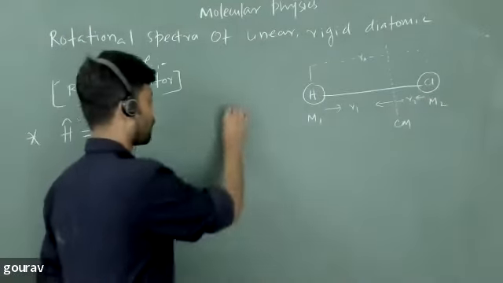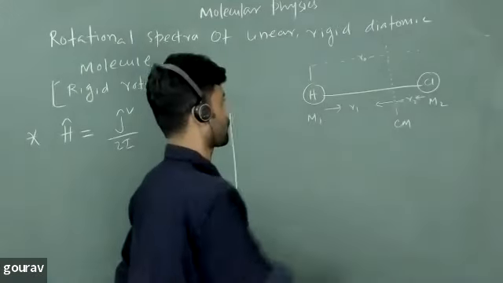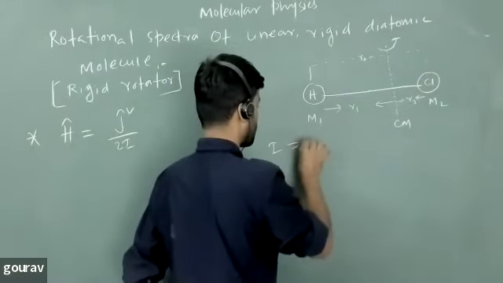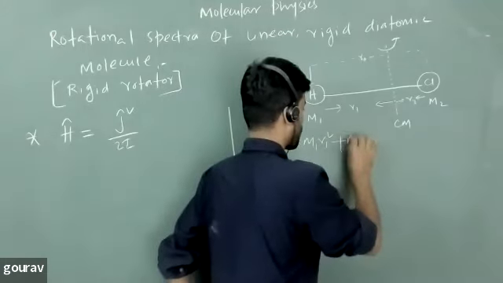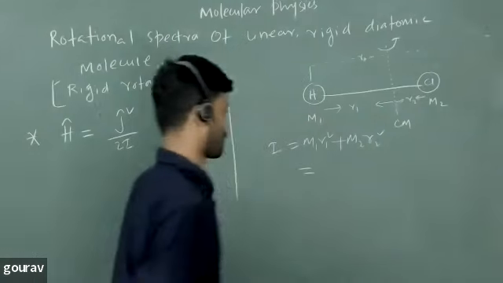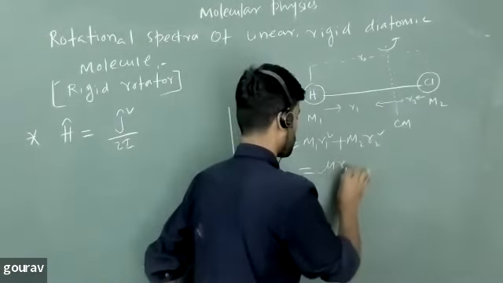Okay, then what will be the moment of inertia about this axis of rotation? So it will be I equals m1 r1 square plus m2 r2 square, and it will be mu r naught square.